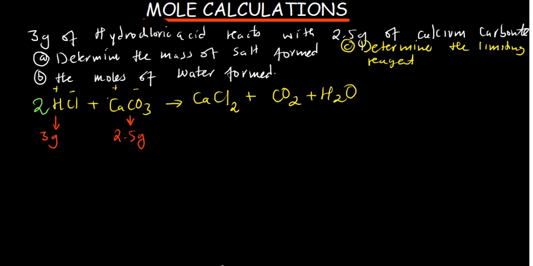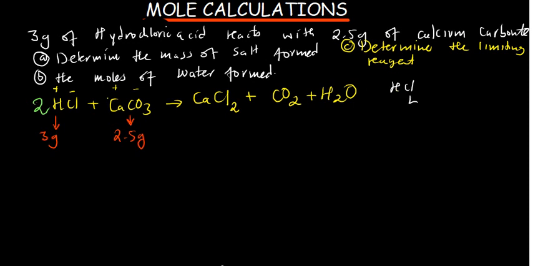So in this case, we're going to start with the first one, A. We determine the limiting reagent. So what I'm going to do is, you can take any. Imagine you haven't been given the mass for any of these. But before we do that, let's determine the molar masses of hydrochloric acid and also calcium carbonate.